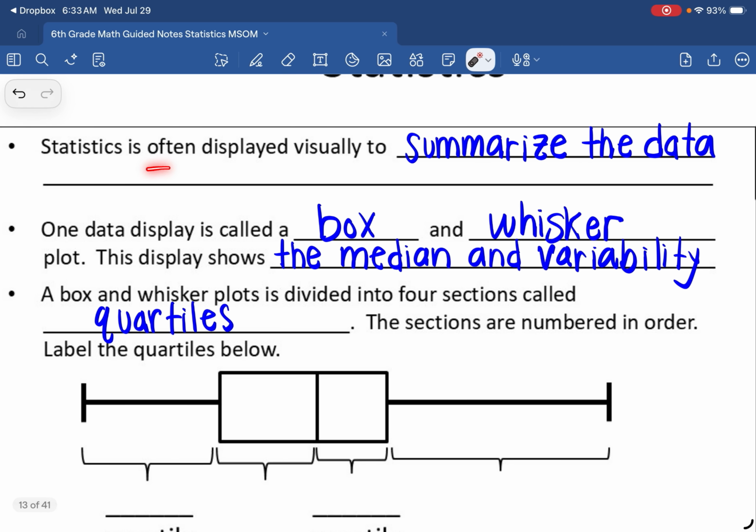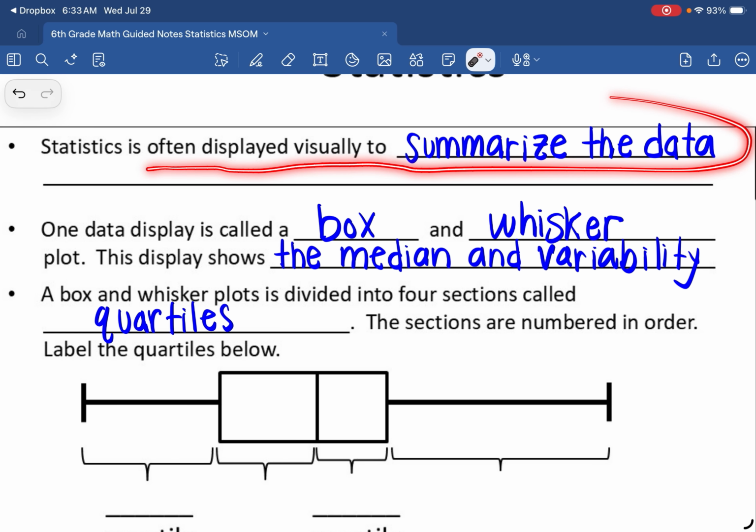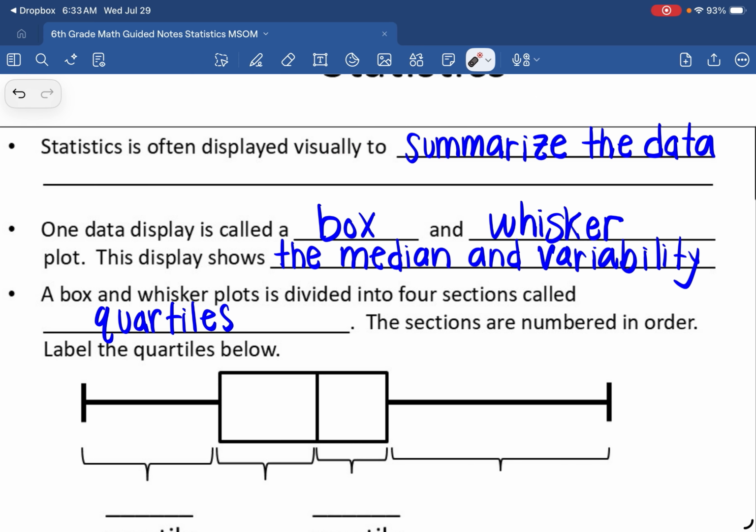Statistics is often displayed visually to summarize the data. One data display is called a box and whisker plot. This display shows the median and variability. A box and whisker plot is divided into 4 sections called quartiles. The sections are numbered in order.